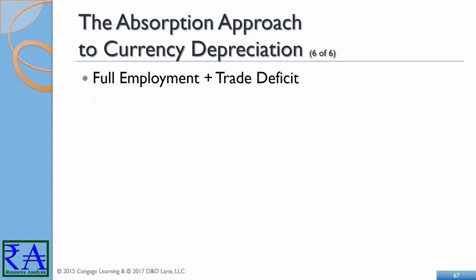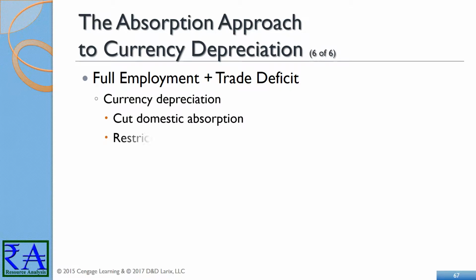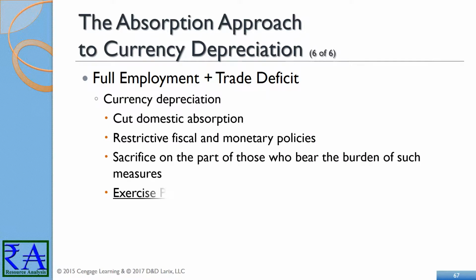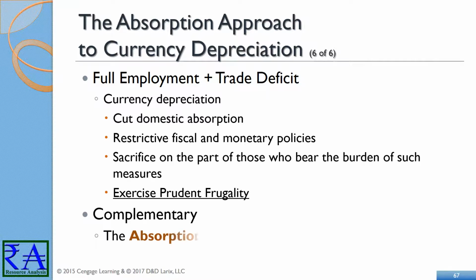The absorption approach goes beyond the elasticity approach by combining the economy's trade balance with the other aspects of the national economy. It engages the economy's utilization of national endowments and productivity with prudent frugality, emphasizing the reality of the nation living within its means.